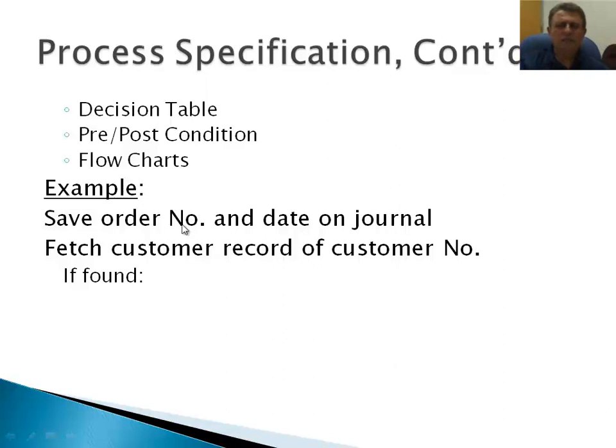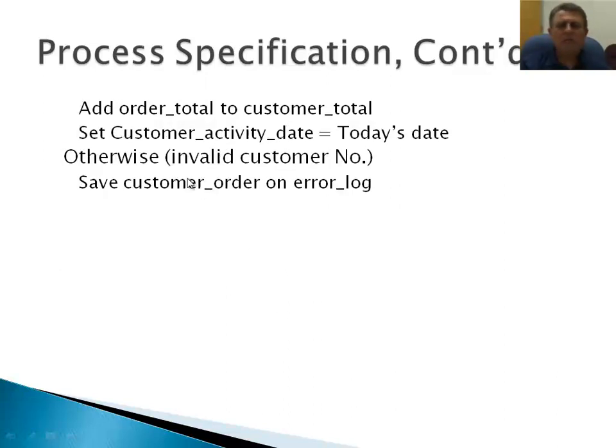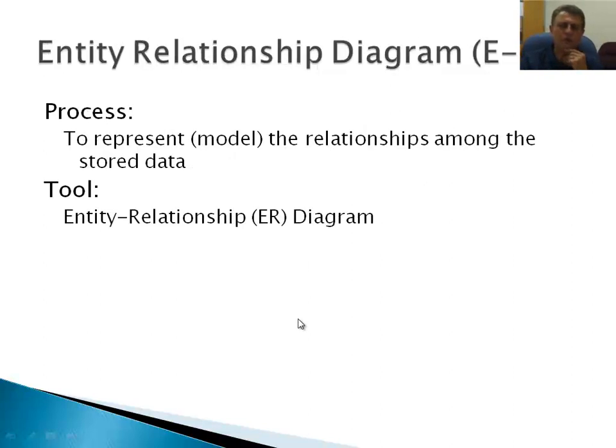For example, save order number and date on journal, or fetch customer record of customer number; if found, add order total to customer total, set customer activity date to today's date; otherwise, invalid customer number, save customer order on error log. These are the kinds of statements, the explanations, we put for those.